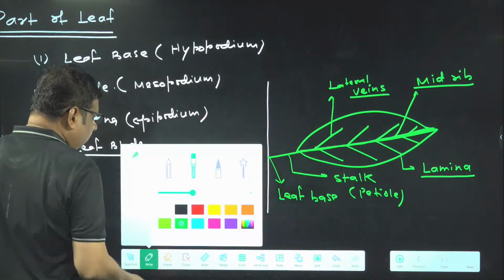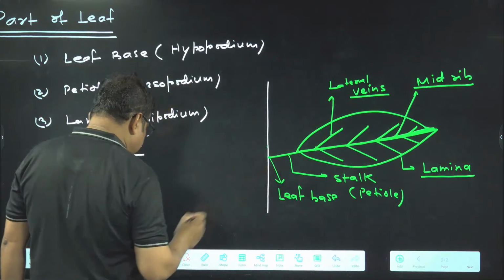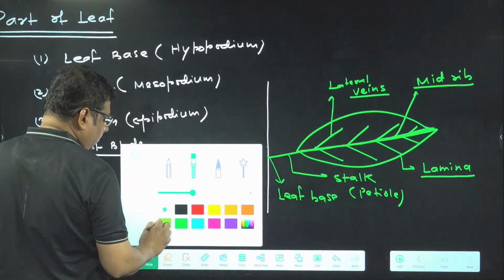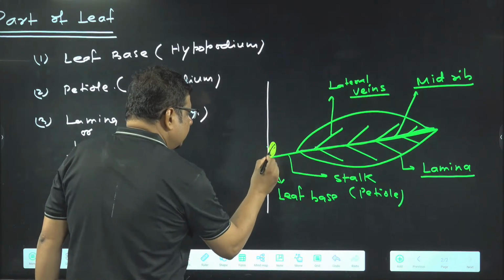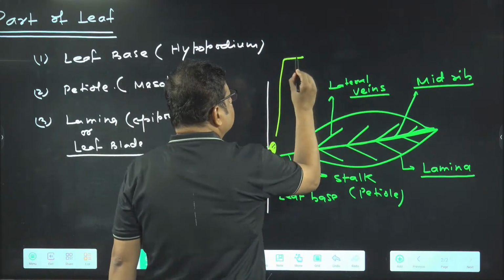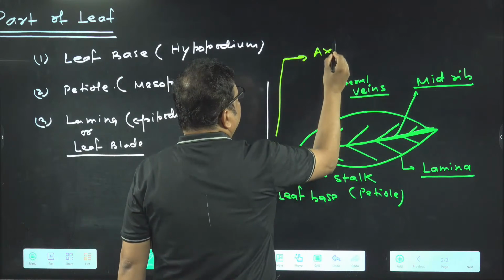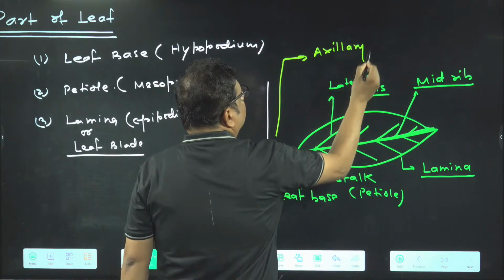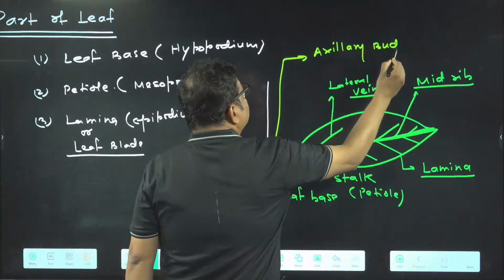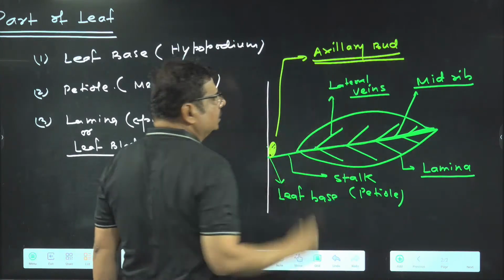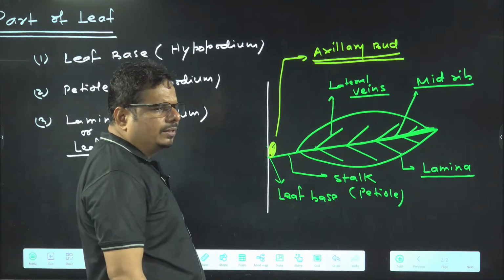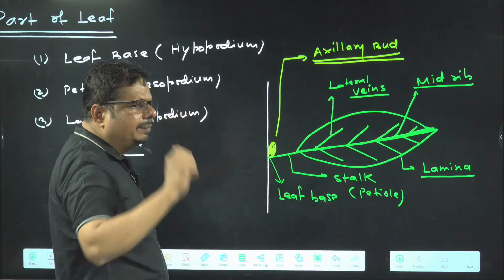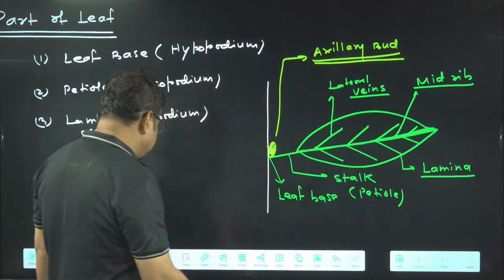Now in the angle between the stem and leaf, that is the axil, there is a bud present. You already know, we told it many times. This is which one? Axillary bud. Axillary bud is a compulsory structure present near the leaf base, in the angle between the axil of the leaf and stem. It is compulsorily present.